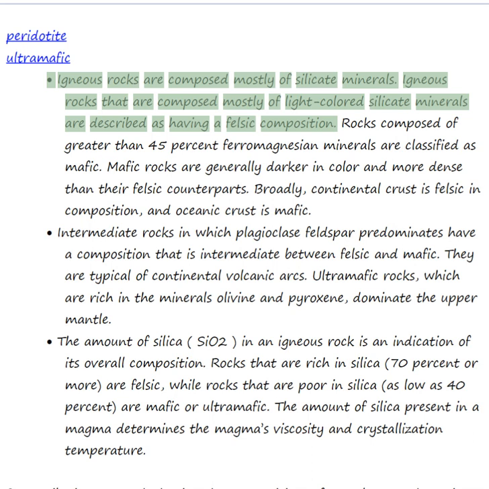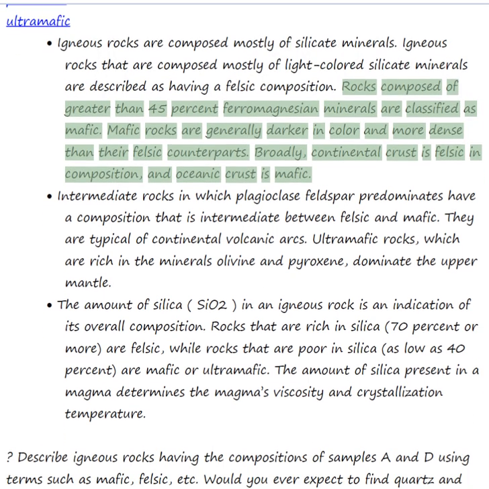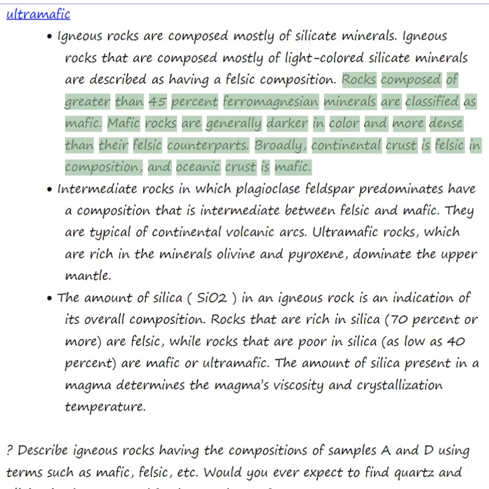Igneous rocks that are composed mostly of light-colored silicate minerals are described as having a felsic composition. Rocks composed of greater than 45% ferromagnesian minerals are classified as mafic. Mafic rocks are generally darker in color and more dense than their felsic counterparts. Broadly, continental crust is felsic in composition, and oceanic crust is mafic.